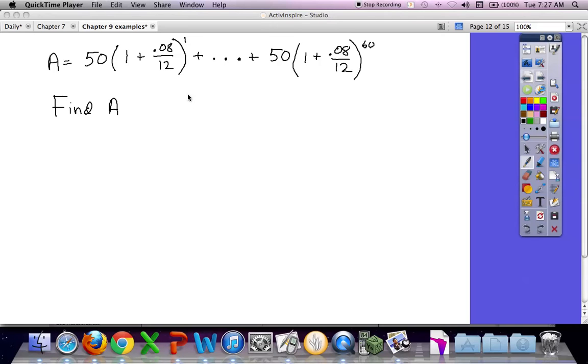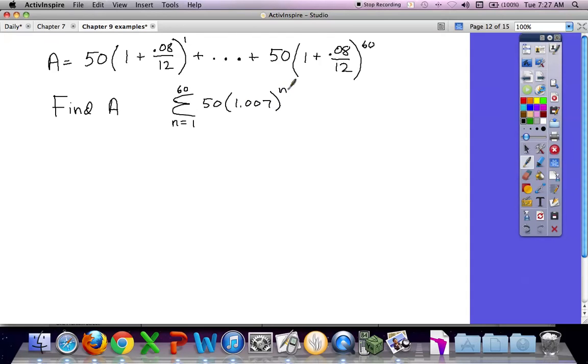We could write this as a sum. n equals 1 to 60 of 50 times, and we should turn this 1 plus 0.08 over 12 into a decimal. 1 plus 0.08 divided by 12 is 1.007. And that's raised to the n power.